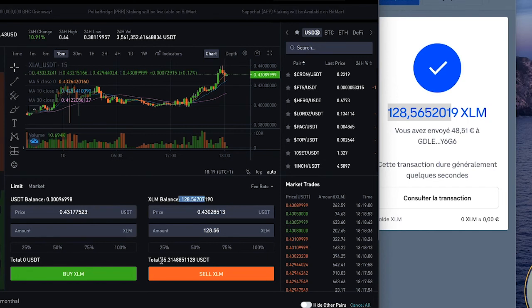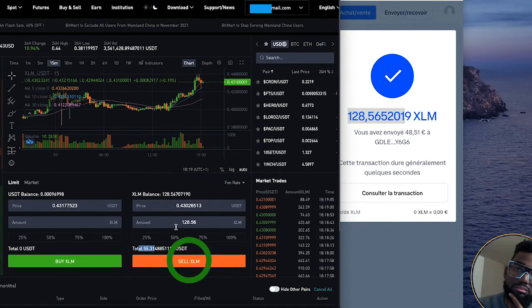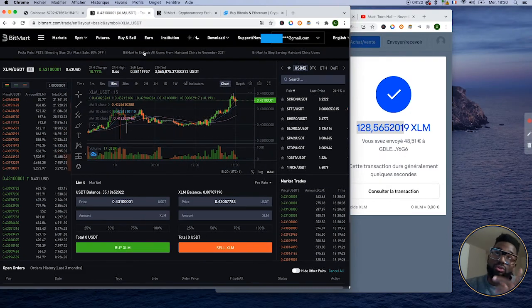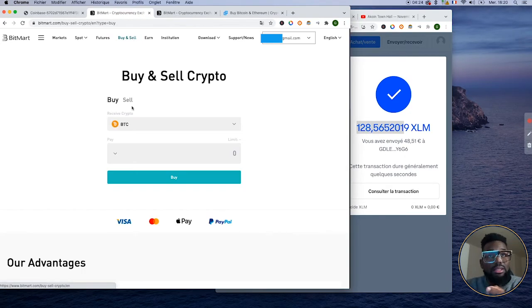Okay, I click on 100% because I want to convert all my XLM token, and it gives me 55 USDT. Okay, I click on sell XLM, order placed. It's better to go to buy and sell, buy USDT.